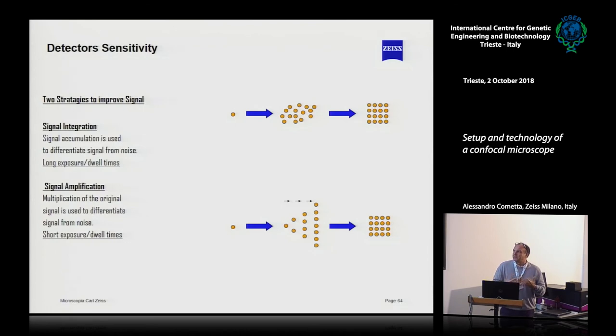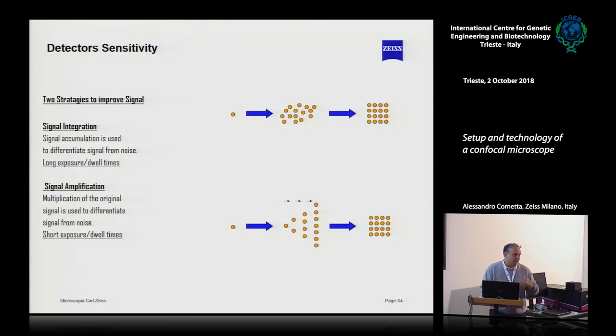So there are two strategies. You can wait for a long time, so you put your laser on your point, on your sample, you wait for enough time, and then you close the shutter, exactly as the old pictures. You open the shutter, you wait, and then you close. Or you can amplify the light. There are several electronic methods to amplify the light. One of them is the photomultiplier tubes, the PMT, actually the detection system we use in every confocal, where you can increase the voltage and you can multiply the photons.